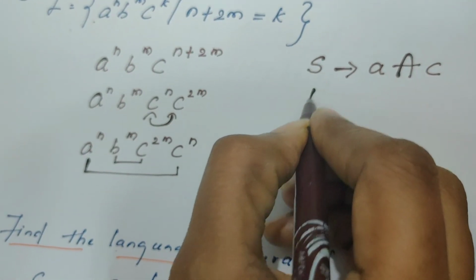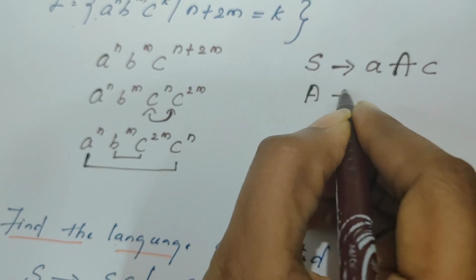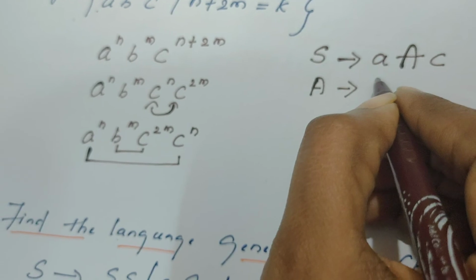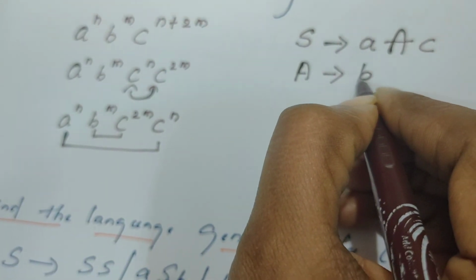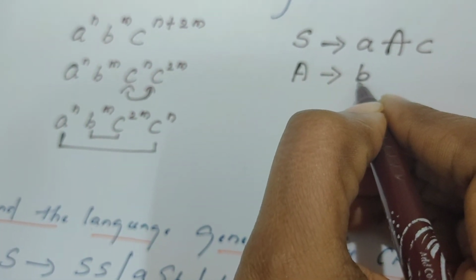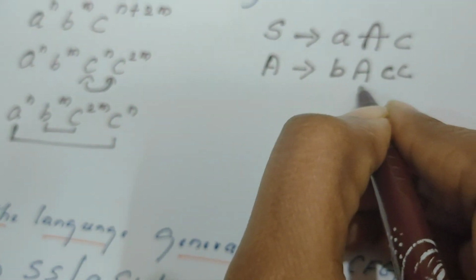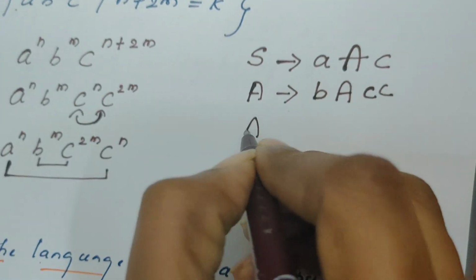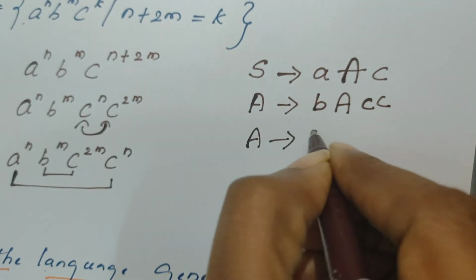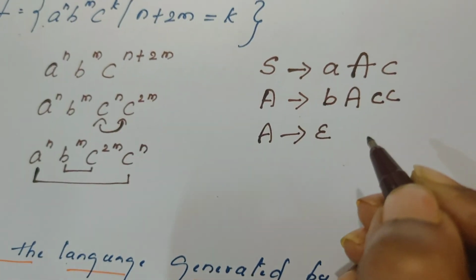So let us write what is A. This A is nothing but it produces B in your string. Whenever a B is produced in your string, it equally produces 2 C's also. To facilitate that, of course, we have an A here. At one point, this A can be replaced by epsilon, which terminates the growth of the string.